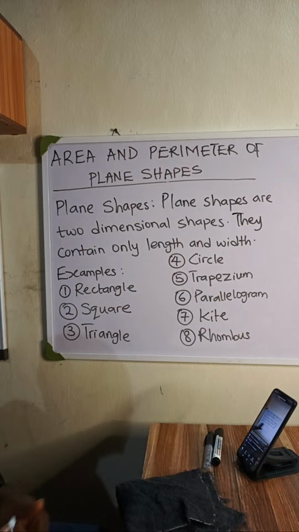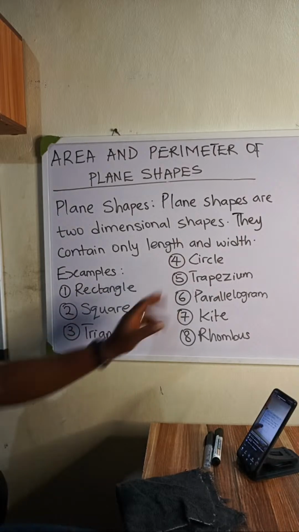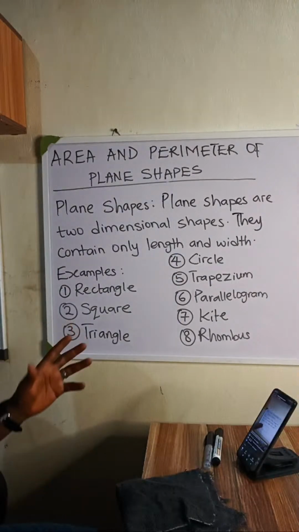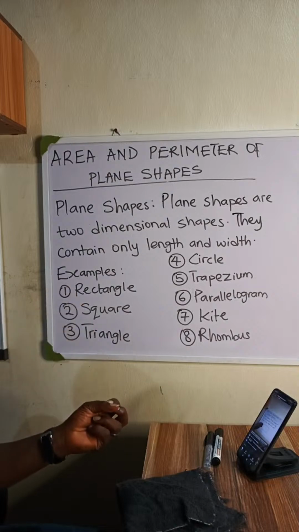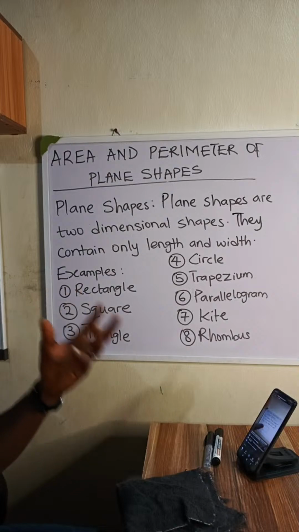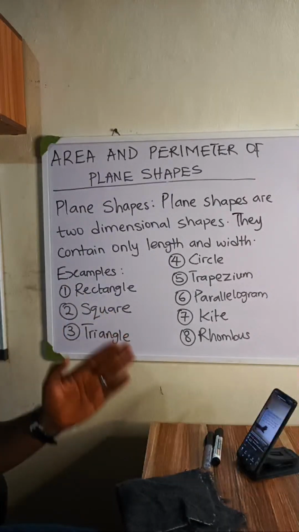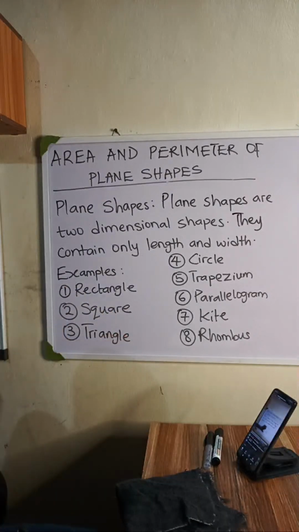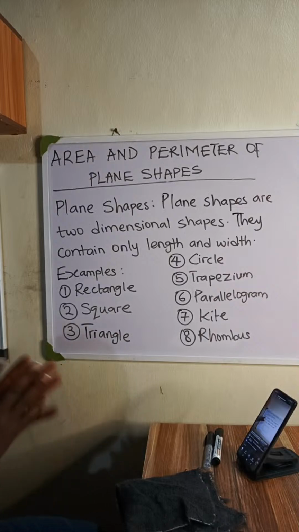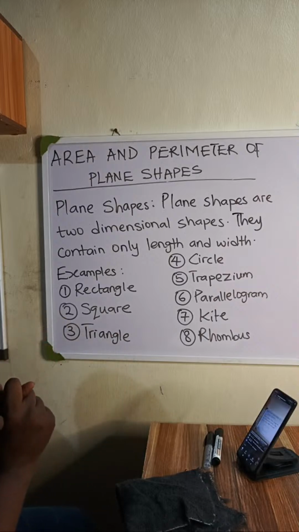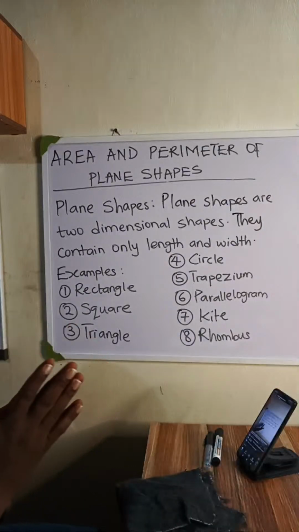So these are some examples of plane shapes. All these shapes are flat shapes. All these shapes are two-dimensional shapes. These shapes cannot be moved from one point to the other. So we've seen what plane shapes are, and we've seen some examples of plane shapes.